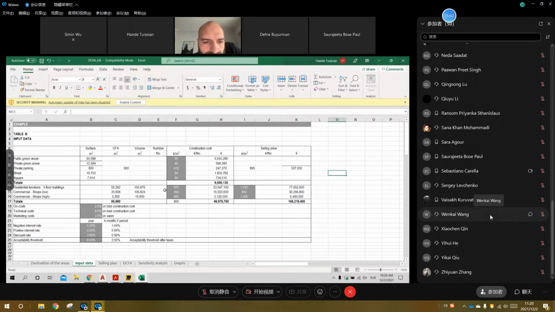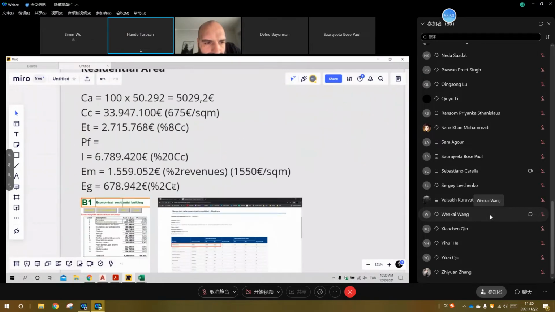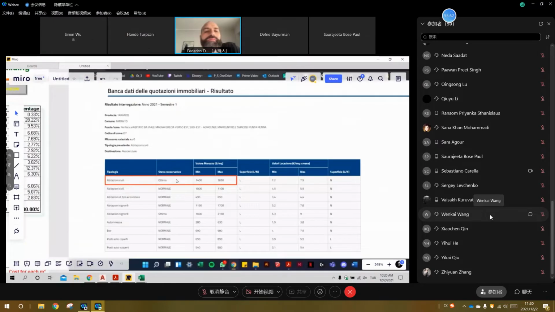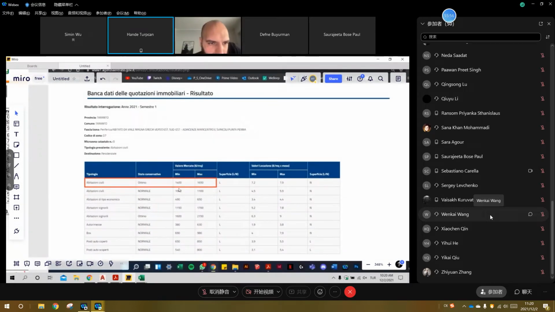We check the cost also from Agenzia Entrate. We put the references we follow here. For example, this is for residential area. We chose this one, and we try to pick the cost more or less in the middle.